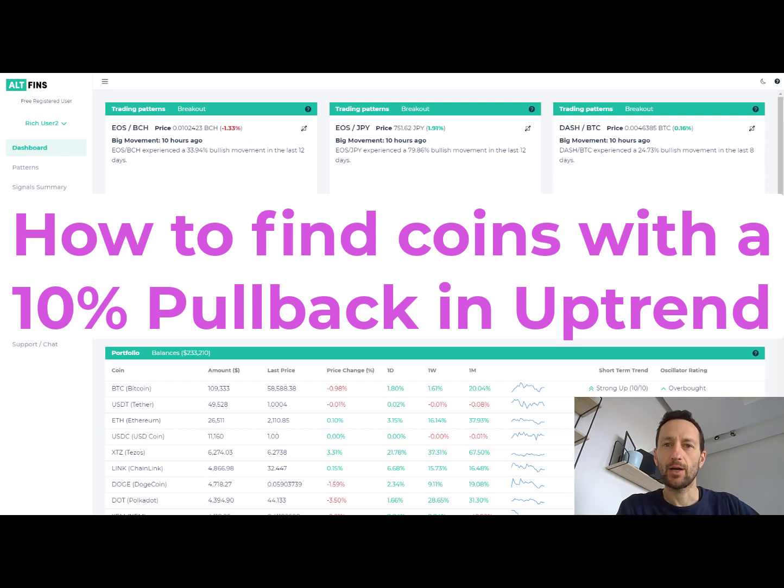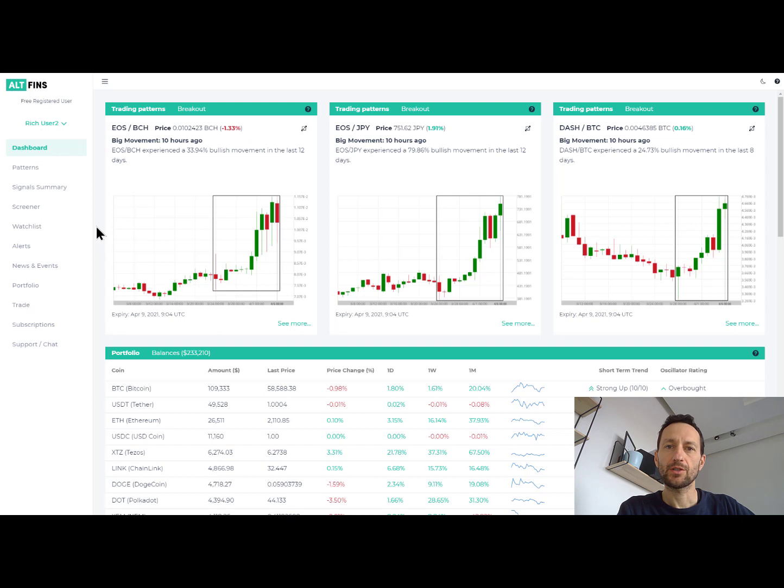Today I'm going to show you how to find coins that are in an uptrend on a short, medium, and long-term basis, but have had a decent pullback and maybe even lost some momentum, but could be interesting pullback opportunities in the long term or even in the short term. We can do that by building our own custom filter.